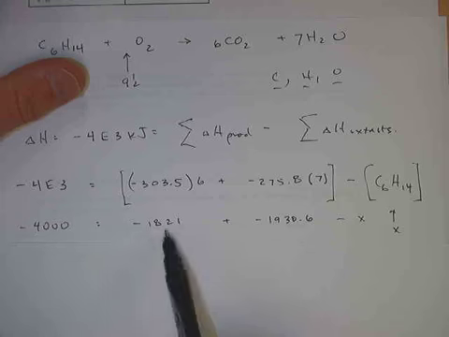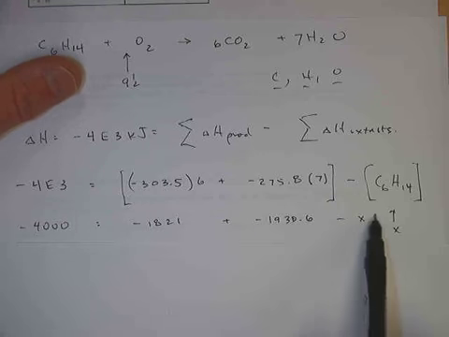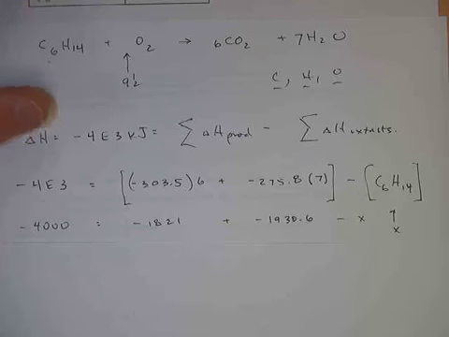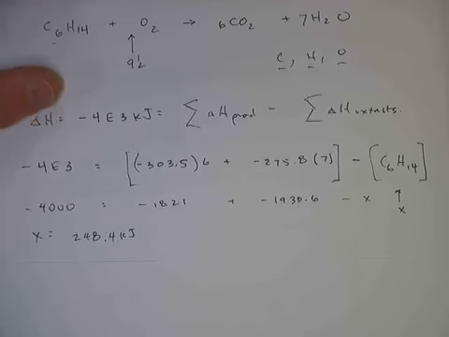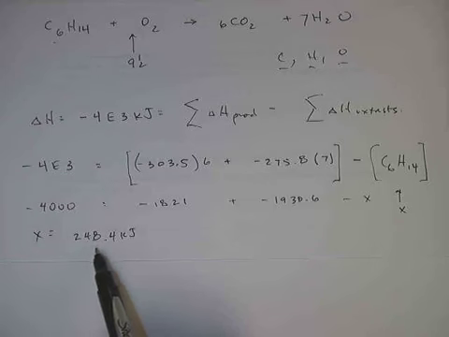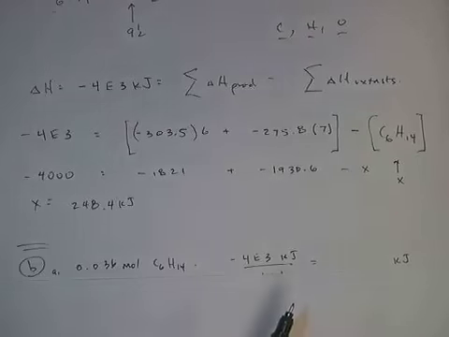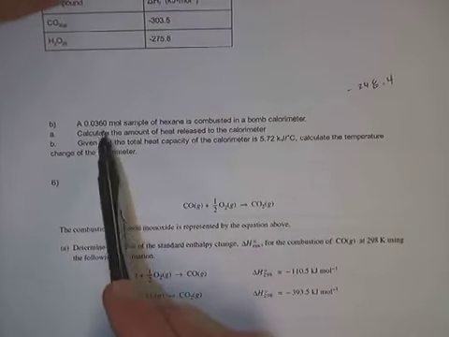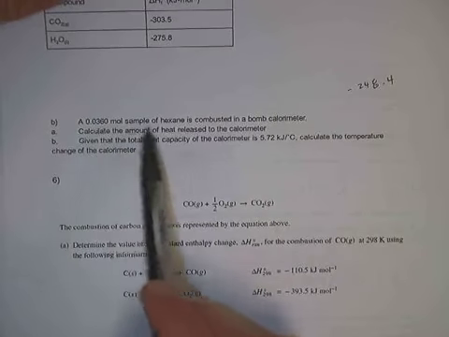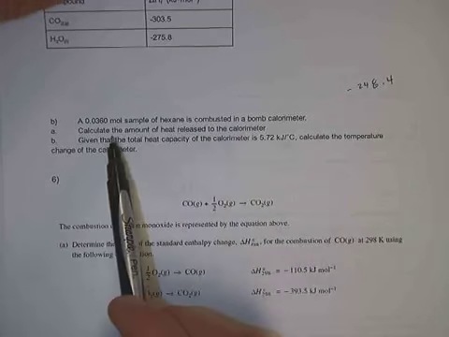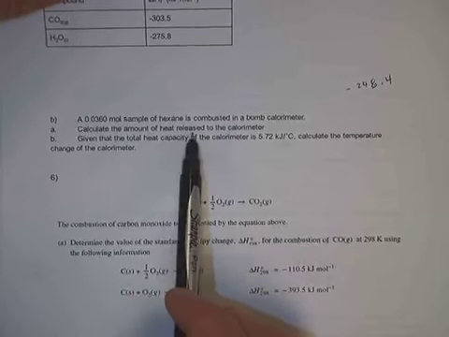Doing the algebra, I think these add up to these, and this is the x value, and trusting my math, which you might not want to do, I believe I ended up with the enthalpy of 248.4 kilojoules for the hexane. In part D, it asks you, given that there is a 0.036 mole sample of hexane that's combusted in the calorimeter, calculate the amount of heat released.